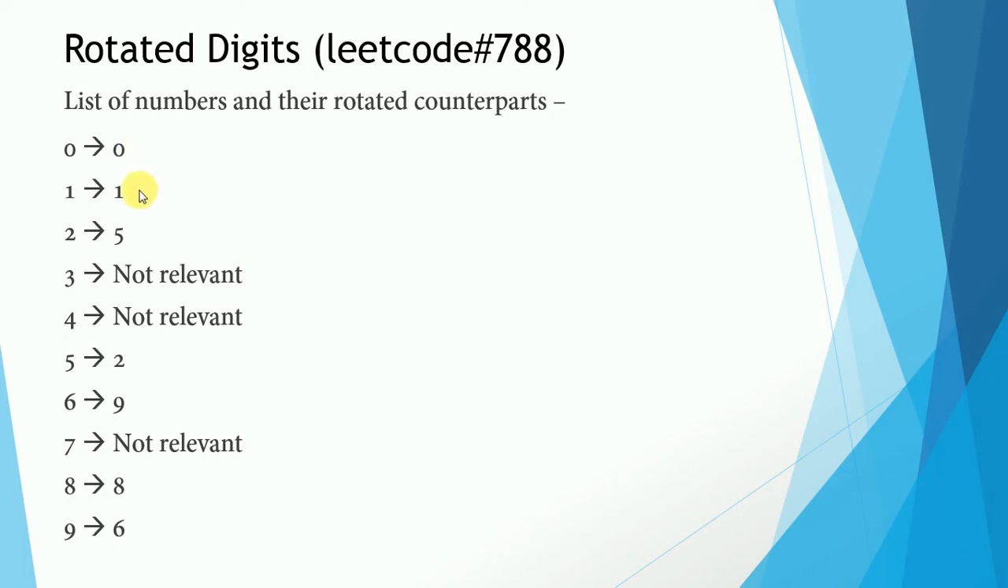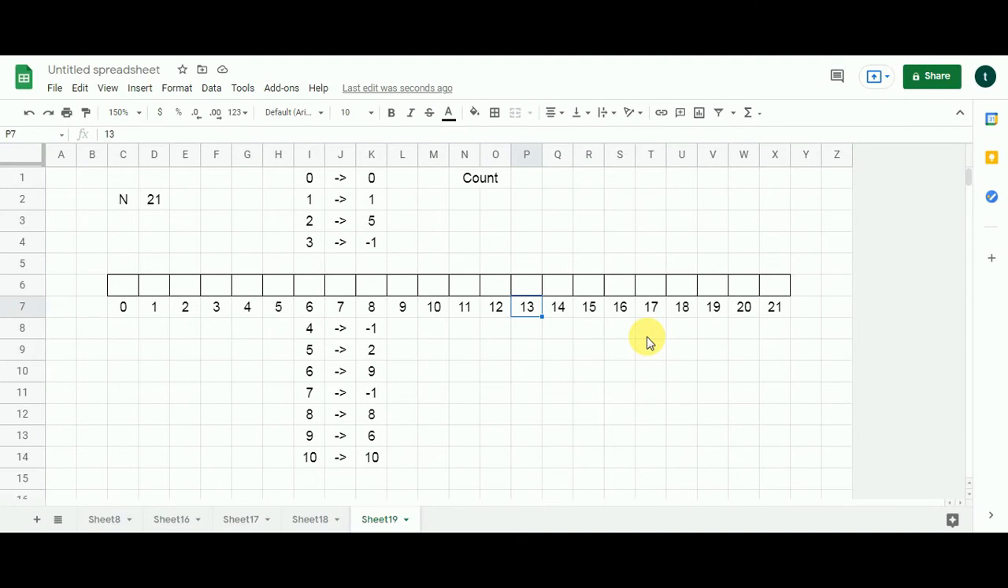So when n is 21, we'll find out all good numbers between 1 and 21 using dynamic programming. Let's do this now. First, we'll create an array of size n plus 1. Since the n is 21, hence I have created an array of 22 cells. Now, based on the rotated counterparts list, let's fill the array from 0 to 9 first. For the digits that are good numbers, I'll place 1 in their respective cells. For the digits that get rotated but result in the same number, I'll place 0 in their cells. And those digits that can't be rotated, I'll place -1 in their cells.